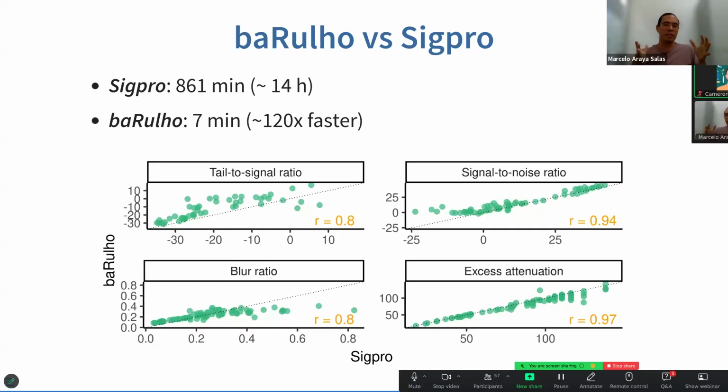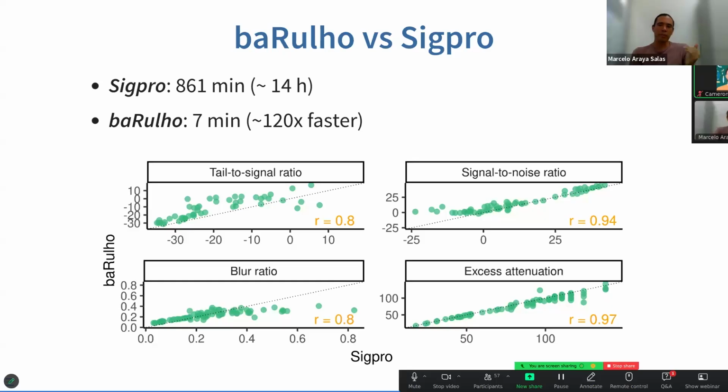And mostly because the annotation and the measurements have to be done manually with SIGPRO. But baRulho offers a way in which you can do it in an automatic way, just by making sure you find the position of the signals, right? So that's why I think it's an important contribution of the package, simplifying these things and making the analysis more friendly.